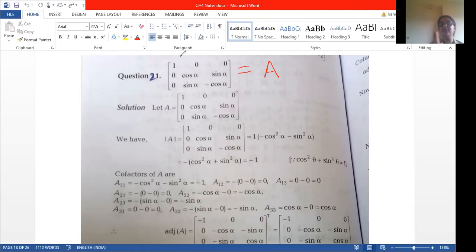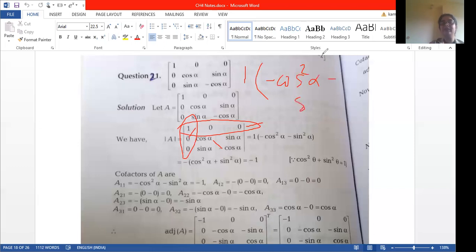Then determinant of A, first step is what? Find the determinant of A. Just see, in the first row or in the first column we are having two zeros. So expand along either row or column. We'll expand along the first row. So 1 multiplied by what we will have? 1 is lying in the first row and first column. So what are we left with? Cos alpha into minus cos alpha, then minus times sine alpha into sine alpha, which is minus sine square alpha.